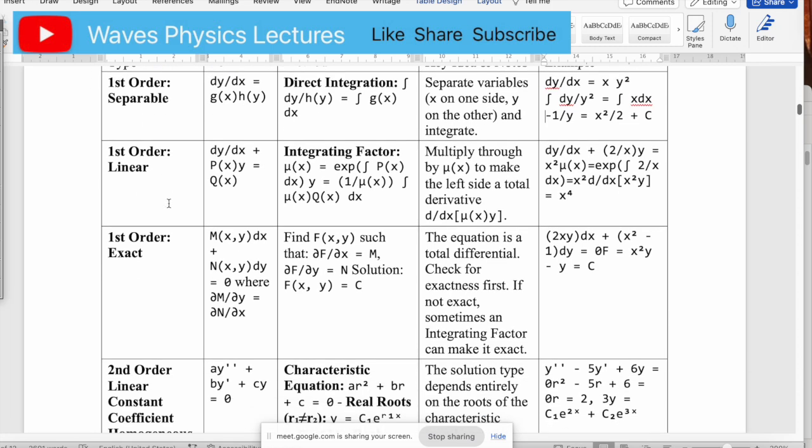Separation of variables are done. So first order linear equations are also there, like dy/dx plus p(x) into y is equal to q(x). Now for such an equation we have to use the technique of integrating factor.